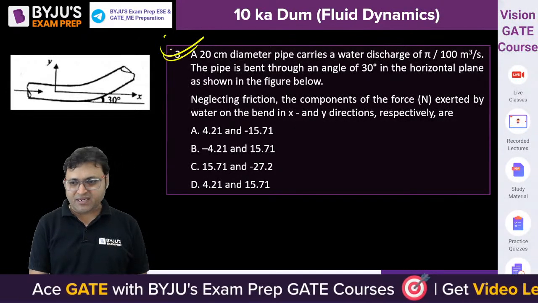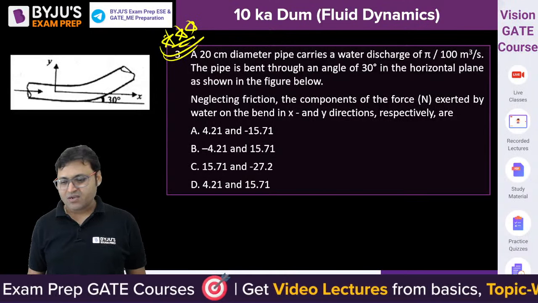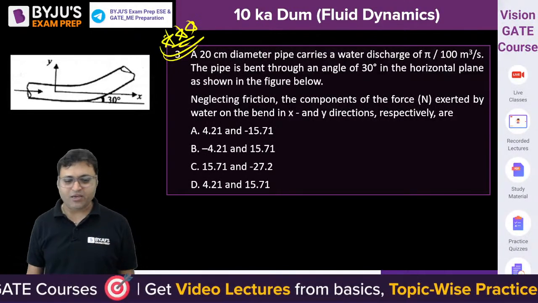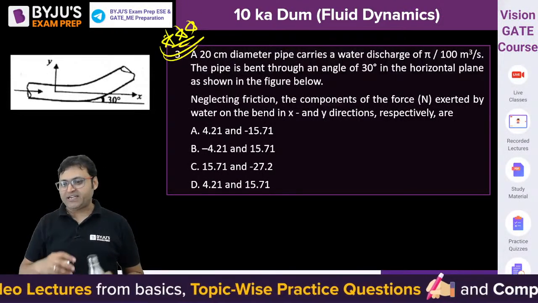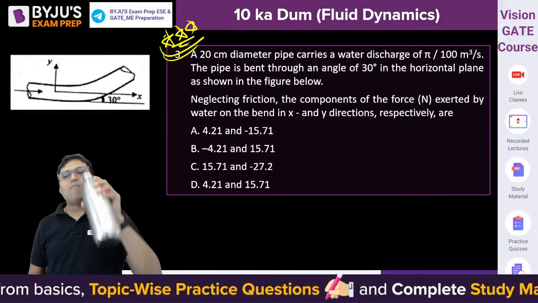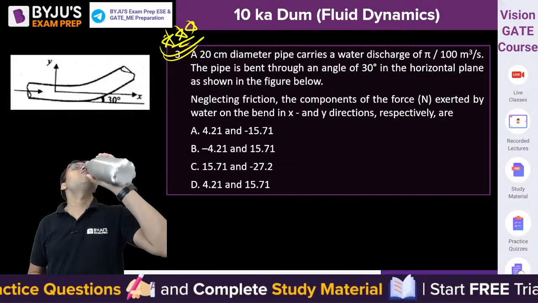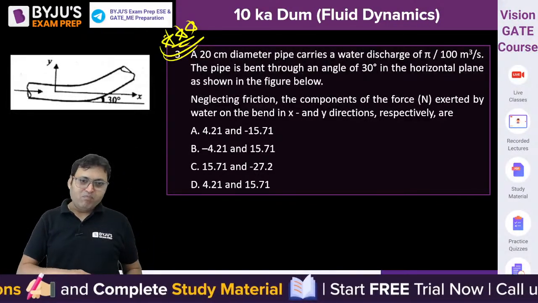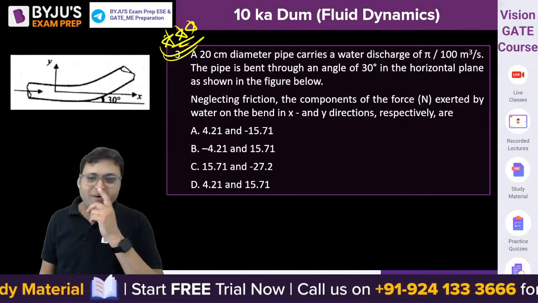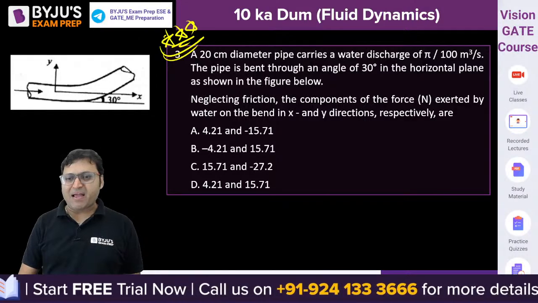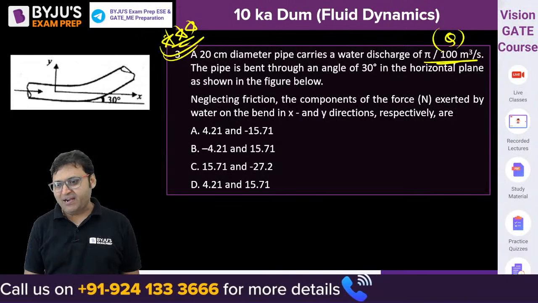Let us move to question number 3. The next question, beautiful, simple, interesting question. Question number 3 on the screen. Everybody, please do give it a try. A 20 centimeter diameter pipe carries a water discharge of pi by 100 meter cube per second. The discharge is given as pi by 100.